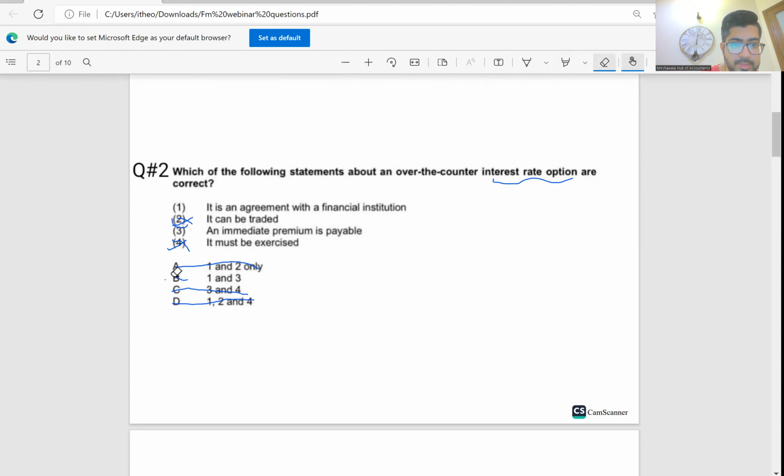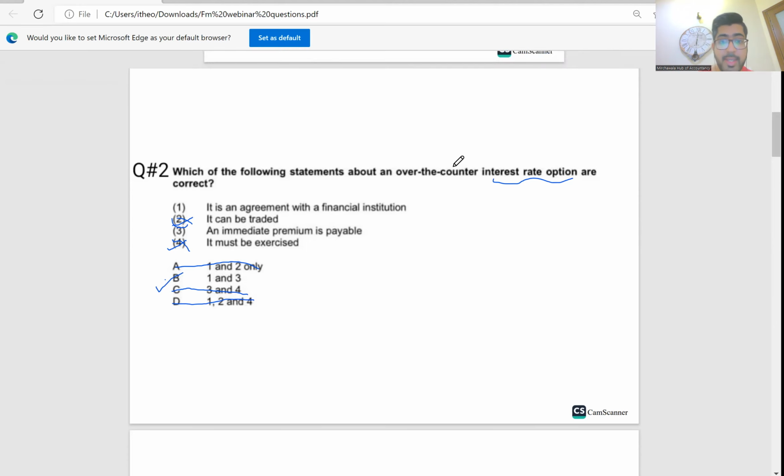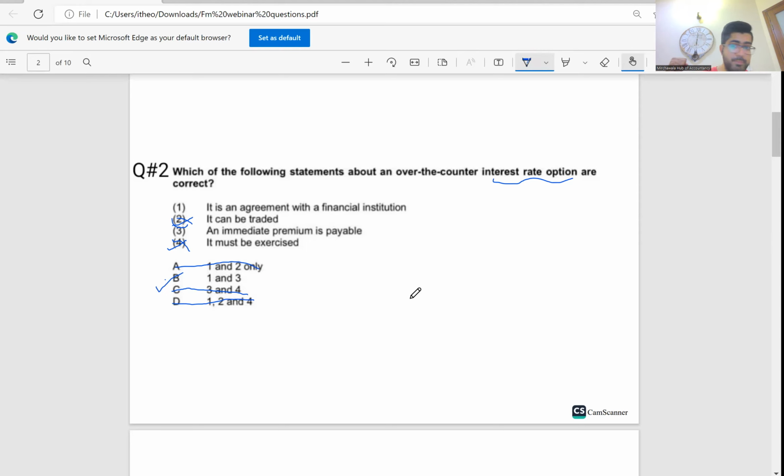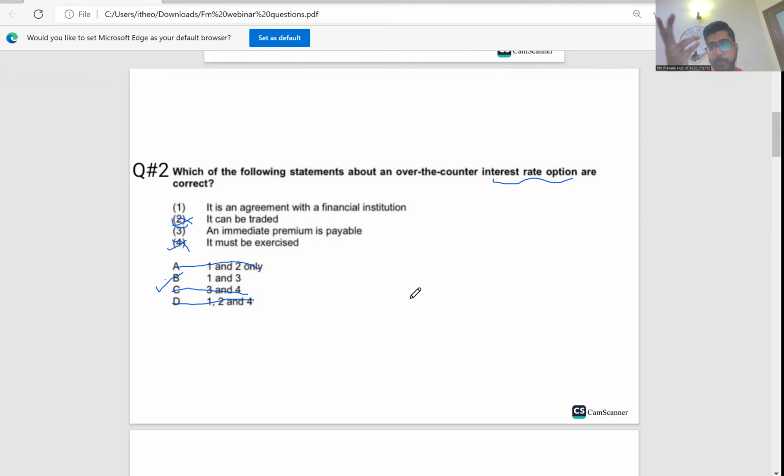1 and 3 are very easily the characteristics of options if you have studied them properly. Option is an agreement with a financial institution. Yes, we do it with the bank. An immediate premium is payable. Yes, to enter into options, you have to pay a premium, because if you back off, the premium will be theirs. So 1 and 3 are correct. It must be exercised, that's wrong, it's not a legal obligation. It can be traded, that's for futures. So 1 and 3 are correct.